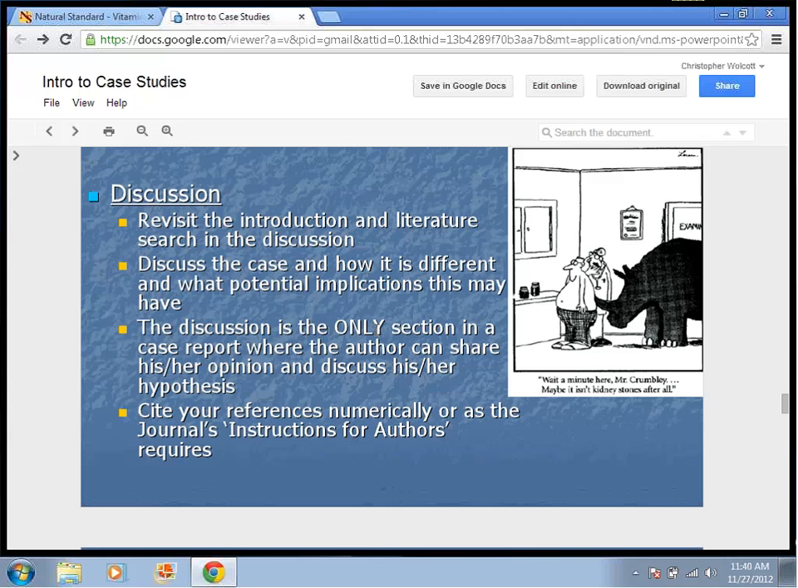If you get overly opinionated in your discussion section, or if you make outlandish claims, it'll never make it through the peer review process. Because what is the peer review process? Anybody outline the peer review process? Why does the peer review process give something credit?